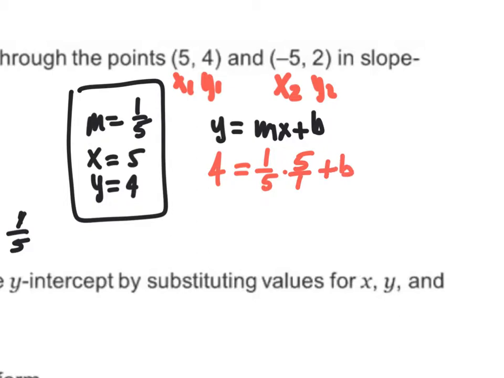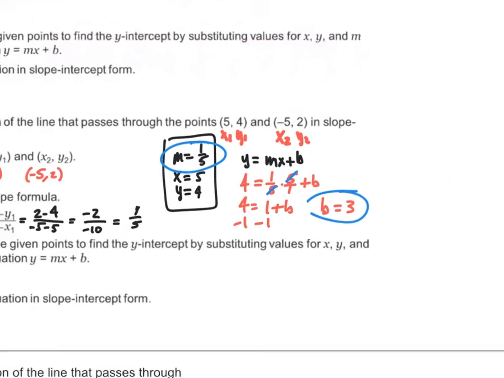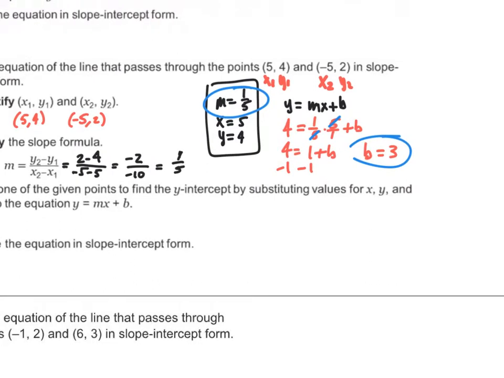So when I do this, I've got 4 equals, if I do 1/5 times 5 over 1, then my 5's divide out, and you're just left with 1. So you get 1 plus b, and then we subtract 1 from both sides, and we get that b is equal to 3. So now that I have a slope and a y-intercept, I can just write my equation as y is equal to 1/5 x plus 3.